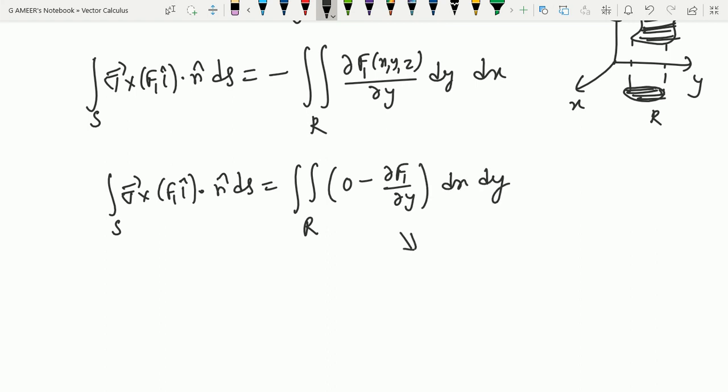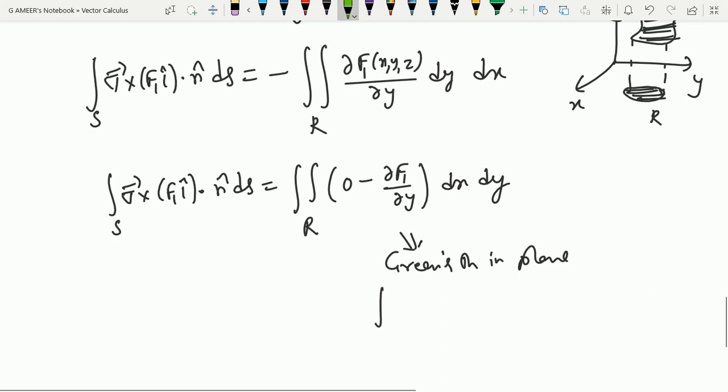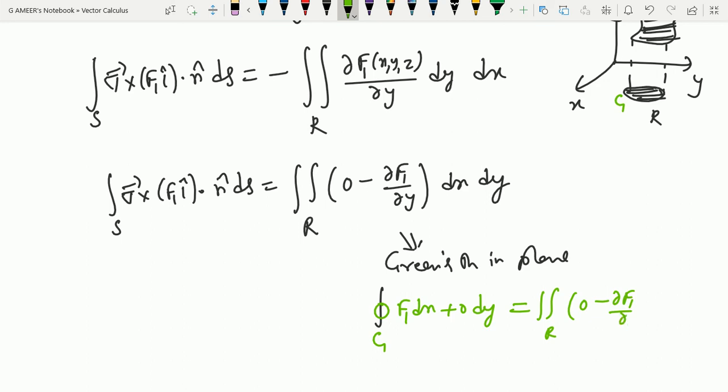So if I use Green's theorem in the plane, it can be written as follows. The integration over that closed curve, you can put any name for this curve. Let us put some region, then the curve will be of some C1. So on this curve C1, the integral of f1 dx plus 0 dy will be equal to the integral over that region R of 0 minus ∂f1/∂y into dx dy. That is Green's theorem in the plane. This can be written as f1 dx.